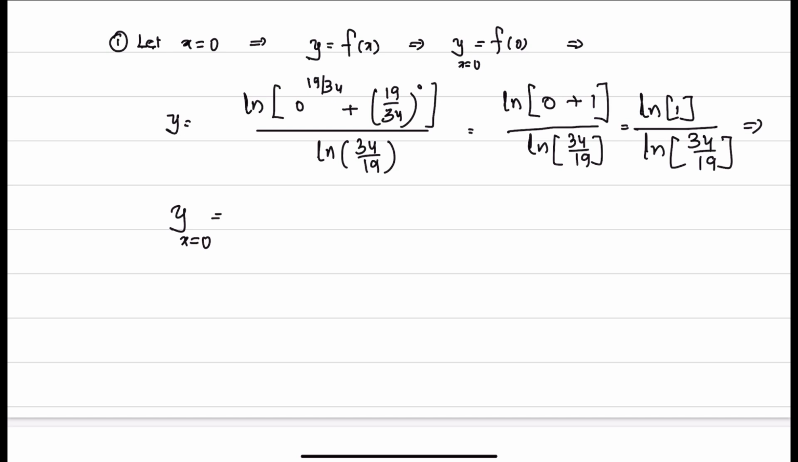Any value of logarithm 1 is equal to 0. Log 1 to the base, any base, is equal to 0. ln 1 is equal to log 1 to the base e. Why? Because 1 is equal to e to the power of 0, from the logarithmic rules.